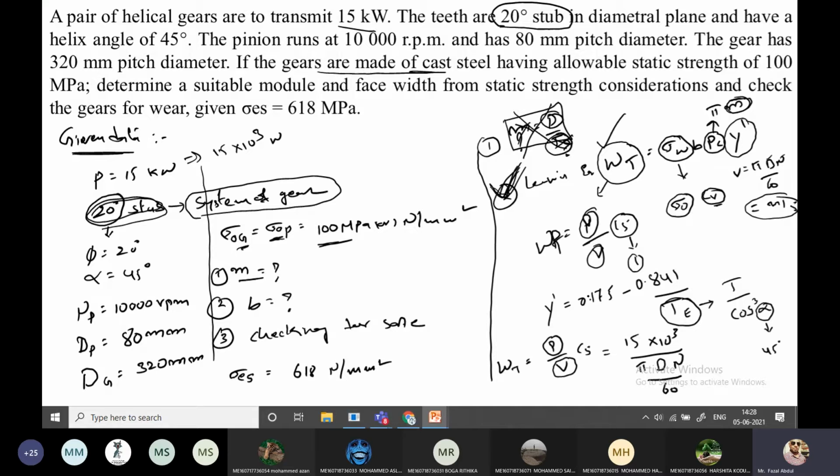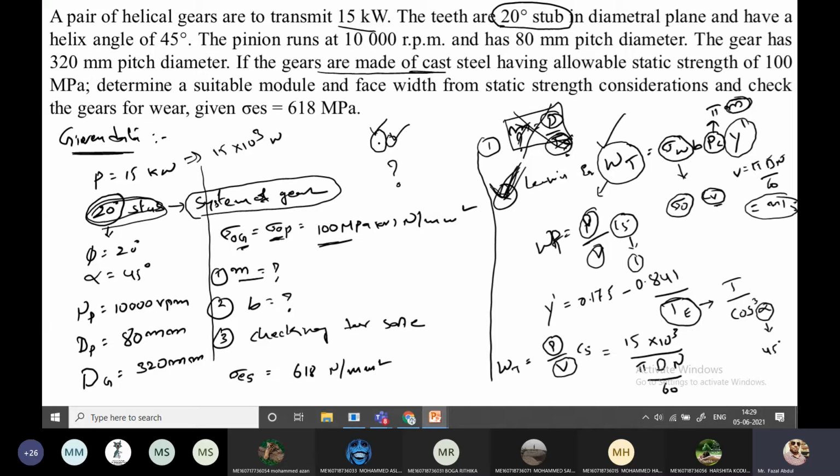Now this is the Lewis equation. Whenever we apply the Lewis equation in a problem, you have to immediately raise one question: to which component do we apply the Lewis equation? Whenever a gear question is given, there are always two components, one is a gear, one is a pinion. The larger one is called the gear, the smaller one is called the pinion. Should I apply it to this one, or to this one? That is the immediate question whenever you write the Lewis equation.